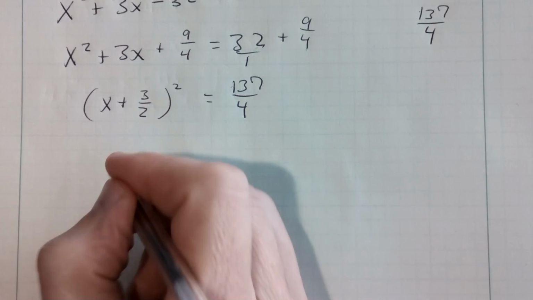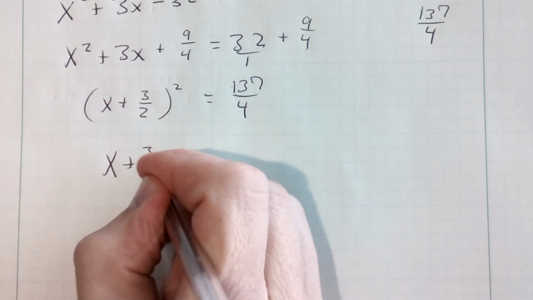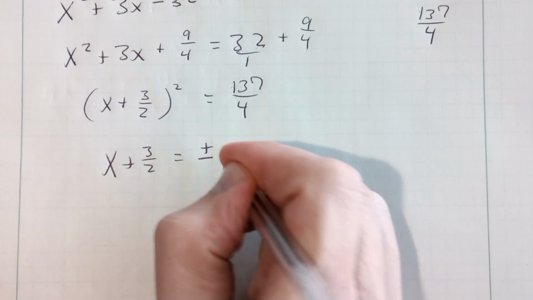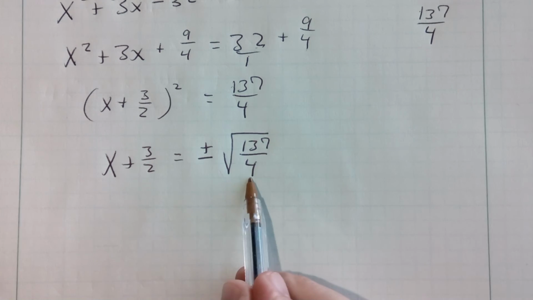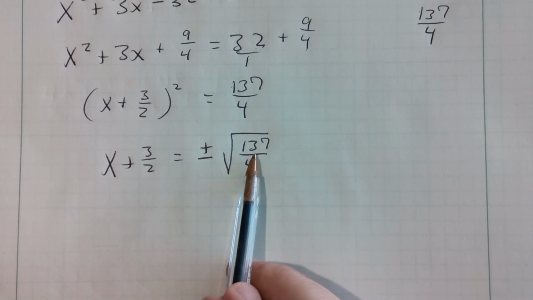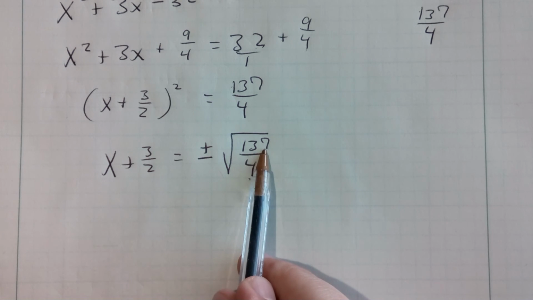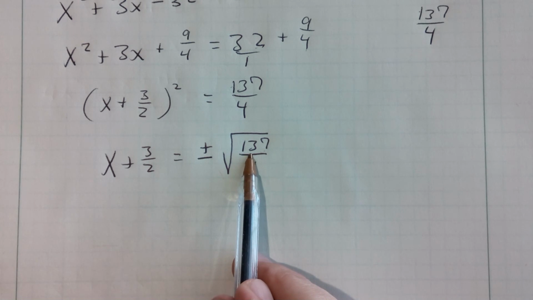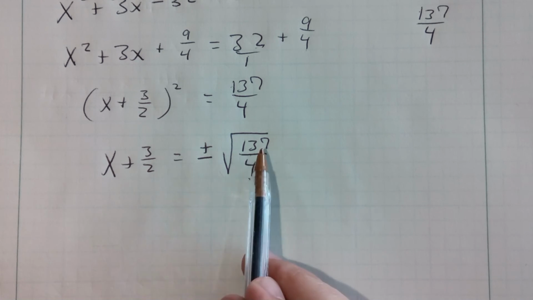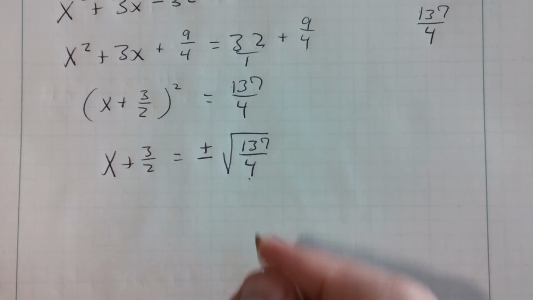So I get x plus 3 halves equals plus or minus the square root of 137 over 4. Now, I can square root the 4. I'm not sure if there's a factor of 137 that square roots. It's not even. 3 doesn't go into it. So if 3 doesn't go into it, 5 doesn't go into it, 13 doesn't go into it, 7 does not go into it. Yep, 7 does not. So I think 137 is prime.